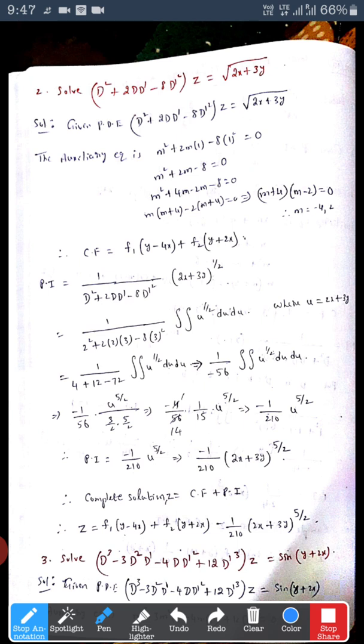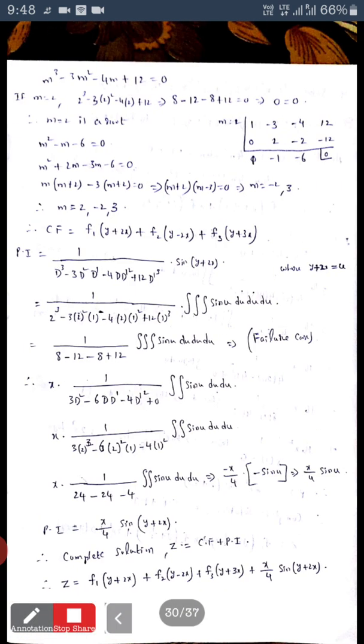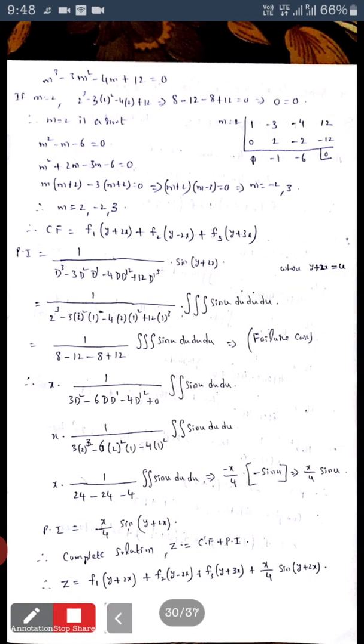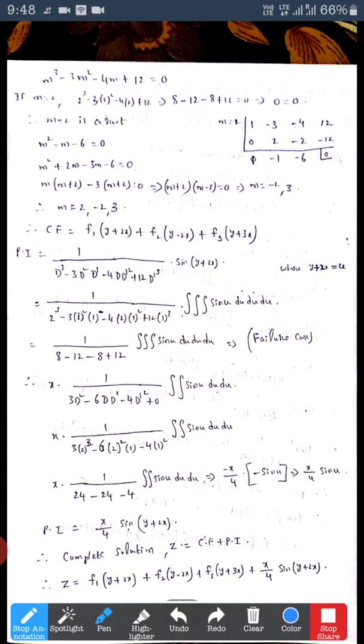Next, take another example: (D cube minus 3D square D dash minus 4D D dash square minus 12D dash cube) z is equal to sine of (y plus 2x). Here also, first we assume the auxiliary equation. We write the auxiliary equation. The roots are 2, minus 2 and 3. Therefore the complementary function is f1 of (y plus 2x) plus f2 of (y minus 2x) plus f3 of (y plus 3x). This is the complementary function.